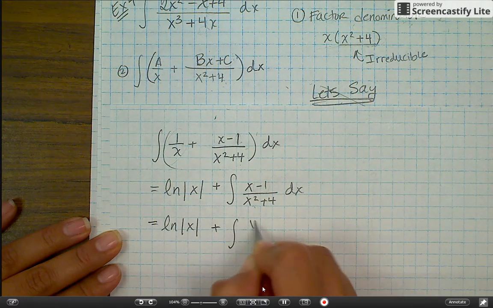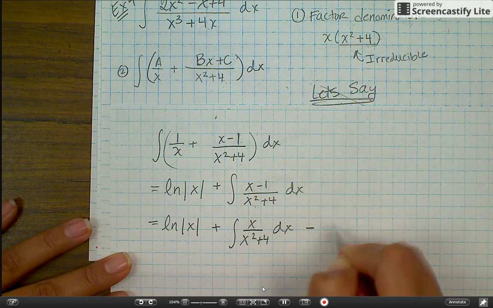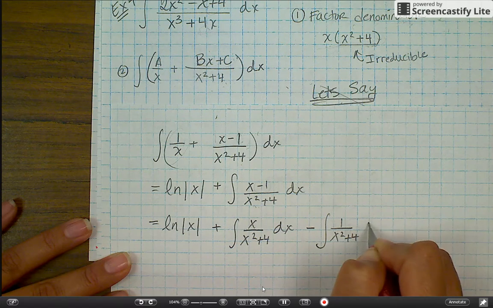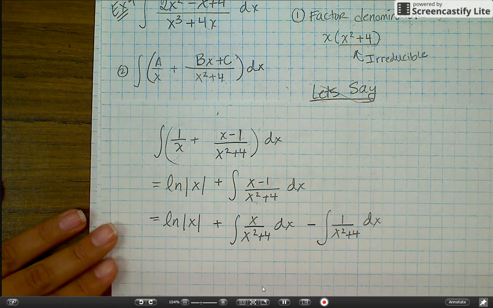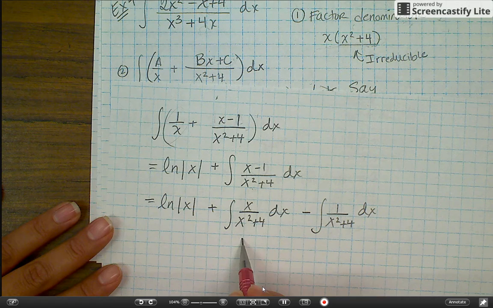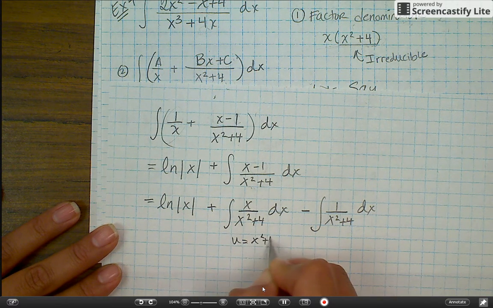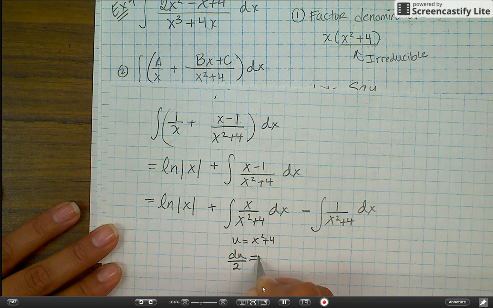So I can have x all over x squared plus 4 dx. And then I'll say minus integral of 1 over x squared plus 4 dx. Like that. And then I can use u substitution here. So I'll say u is equal to x squared plus 4. Du divided by 2 is equal to x dx, right?